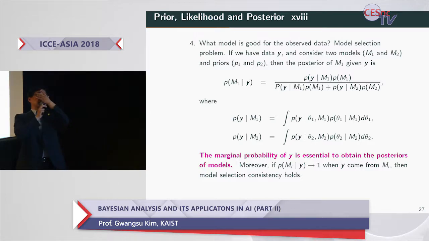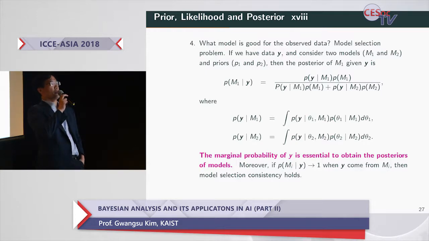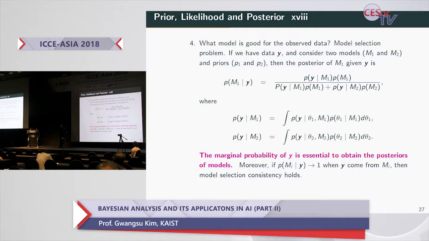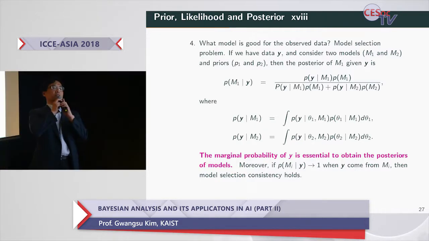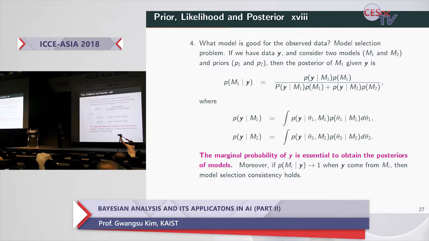So the marginal probability can be different. The marginal probabilities can be different with different priors. The marginal probability can be used in a model selection procedure through this formulation, and the marginal probability of Y is essential to obtain the posterior of models. If the model probability of M1 given Y goes to 1 when Y comes from M1, model 1, then model selection consistency holds. It is the usual terminology in Bayesian theory.